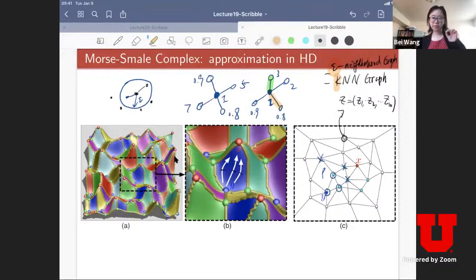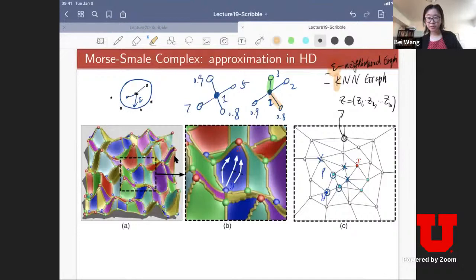This is a big theoretical gap, and I can tell you it's not a trivial question. If I do this approximation, assuming my points are sampled from some smooth underlying manifold with a function defined on it, then how good is my approximation is actually very challenging to answer, even though this framework works in practice. All right? Okay. Any questions?